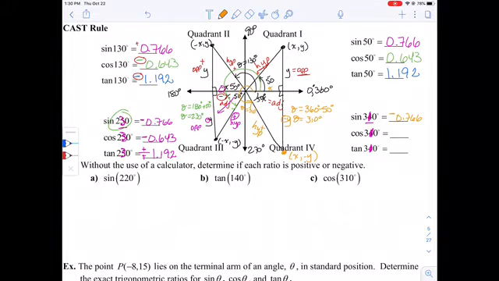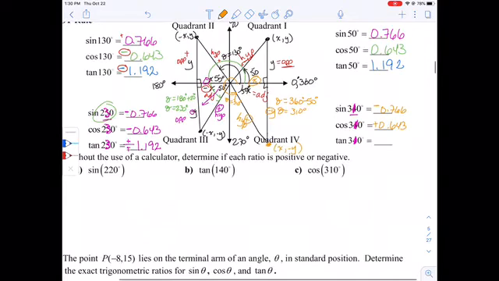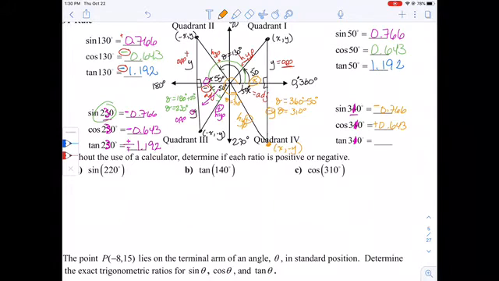Our cosine is going to be a positive, right? Adjacent divided by hypotenuse. It may not be obvious, but the hypotenuse is always positive, okay? So our cosine here would be a positive 0.643, and our tangent, opposite over adjacent, negative divided by positive, will be a negative 1.192.